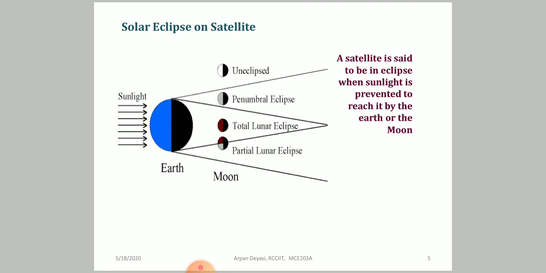Now I am coming to the actual cases. Just replace moon by satellite, so you will get the total eclipse, the partial eclipse, the penumbral eclipse, and the uneclipsed position. Naturally, for viewing our channels, we always want the satellite to be in the uneclipsed position, but because of the rotations of the sun and moon, sometimes an eclipse may take place.